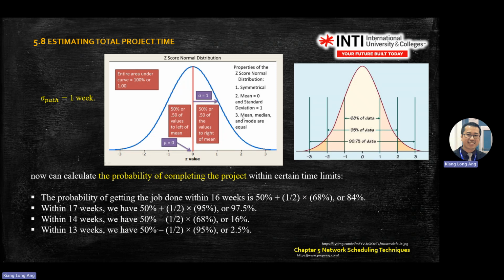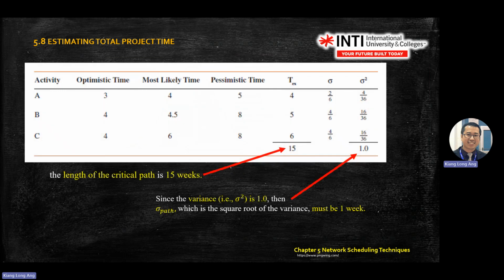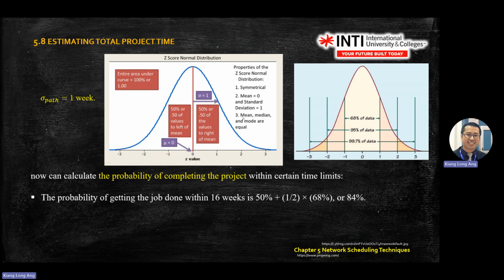So it means if you use this data, your total from your network is 15 days. Then if you promise your customers we can deliver in 16, means your confidence level is higher. So it will be 50% plus 68%. Here is 68%. And so on.